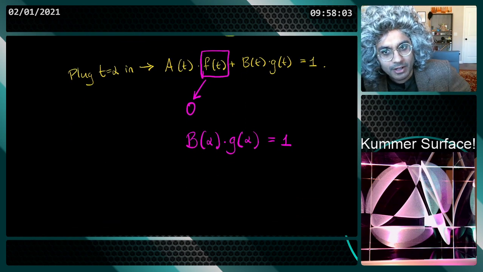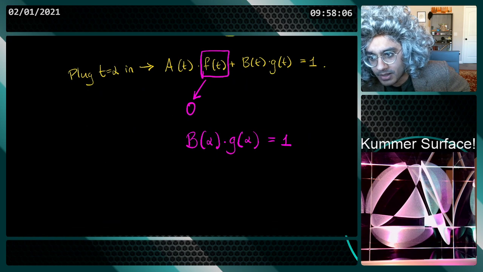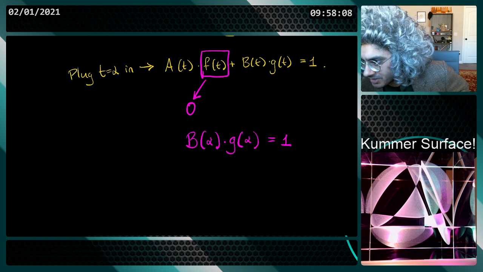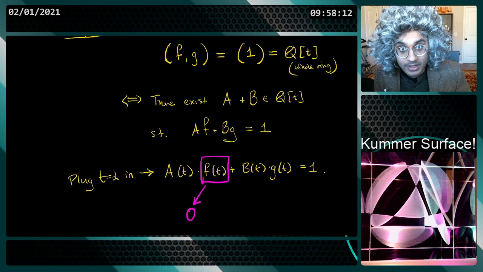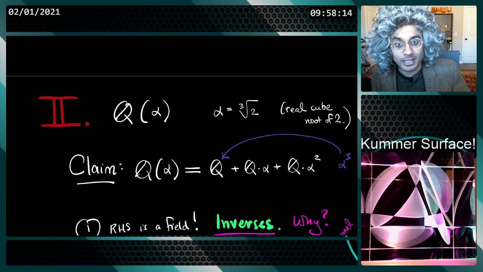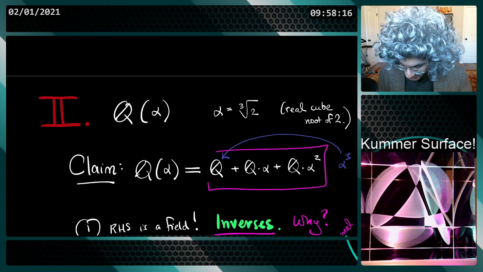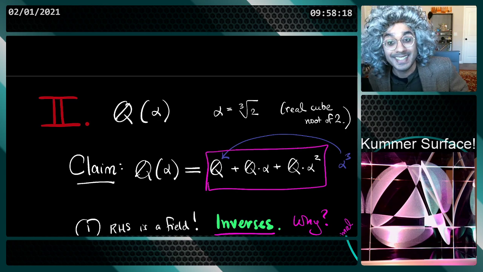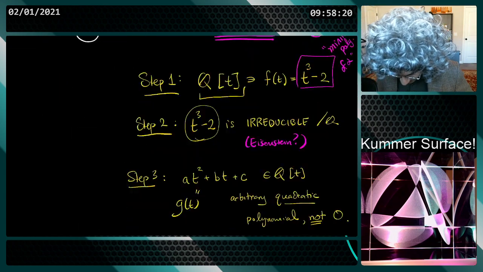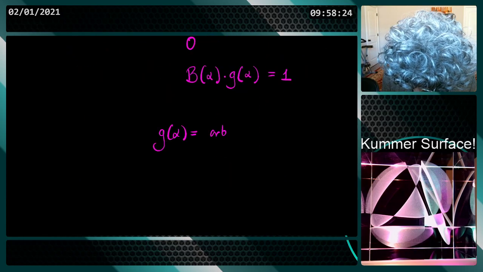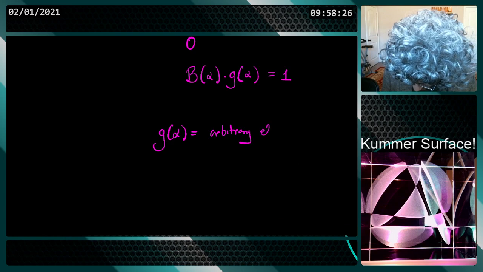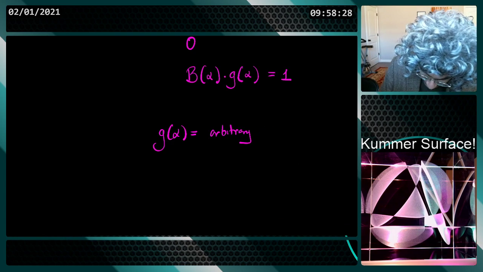But what is g of alpha, if you really pay attention? g of alpha is an arbitrary element in this ring, in this field. Non-zero, non-zero.